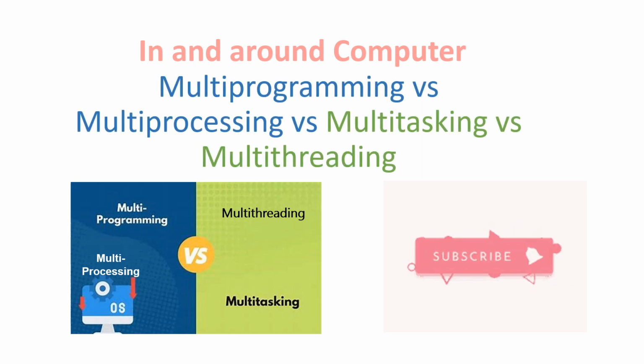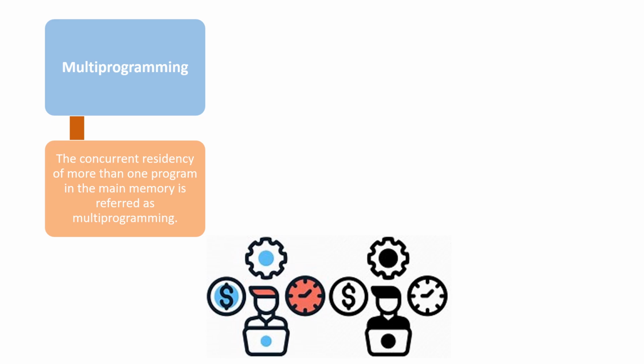In this video, we are going to see the difference between multiprogramming, multiprocessing, multitasking, and multithreading. First, we can see what all these terms are, and then we can summarize the difference between them.